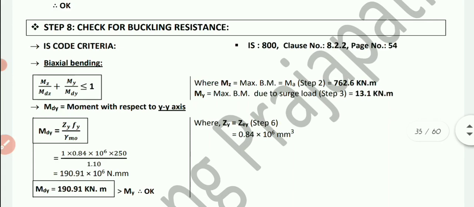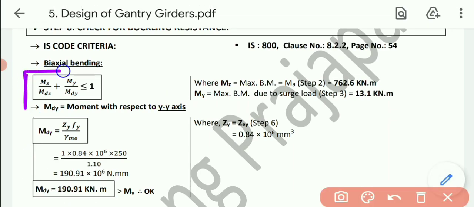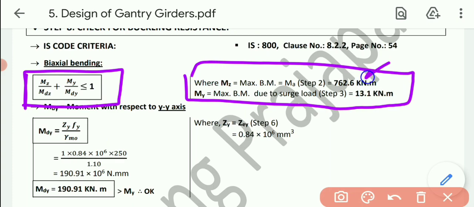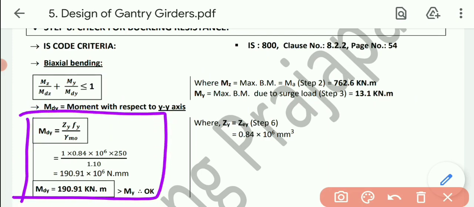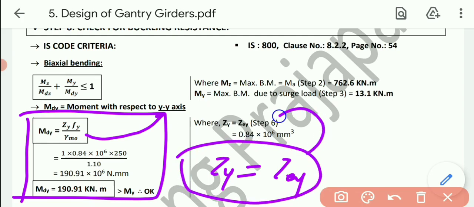Now check for the buckling resistance, the same formula is there. We can say biaxial bending equals Mz divided by Mdz plus My divided by Mdy should be less than or equal to 1. So for that one, unknown parameters Mz and My, we have the values of this one and this one. So ultimately unknown is once again Mdz and Mdy. Now first of all we will start with the Mdy. The formula stands for Zy Fy by gamma m0. As Mdy is moment with respect to y-axis, so Zy is taken as Zey, that is this one.